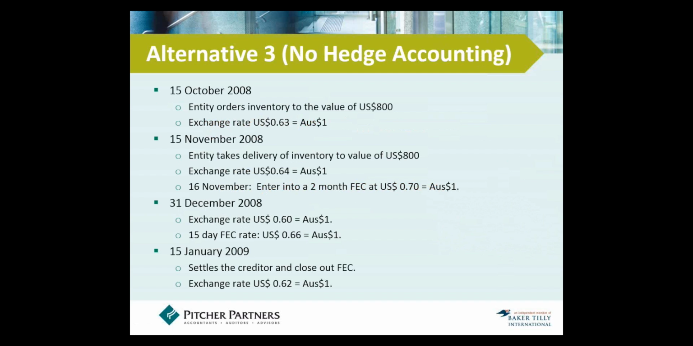My third alternative is where you enter into the foreign exchange contract after you receive the inventory, which is too late. If I say too late, it's too late to apply hedge accounting and get the benefits of hedge accounting. However, it's still in time in order to protect your cash flow in respect of the creditor. So the entity orders the inventory, they have an exchange rate, they take delivery of the inventory on the 15th of November, and then on the 16th of November they enter into a foreign exchange contract because they'll only be paying for the inventory on the 15th of January.